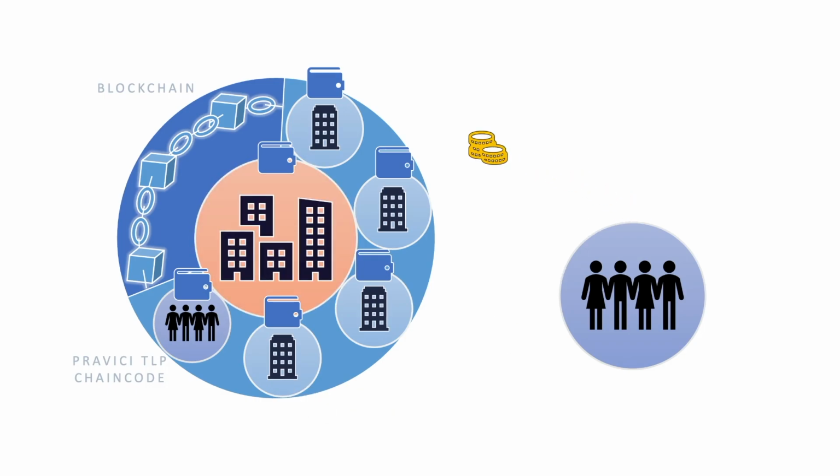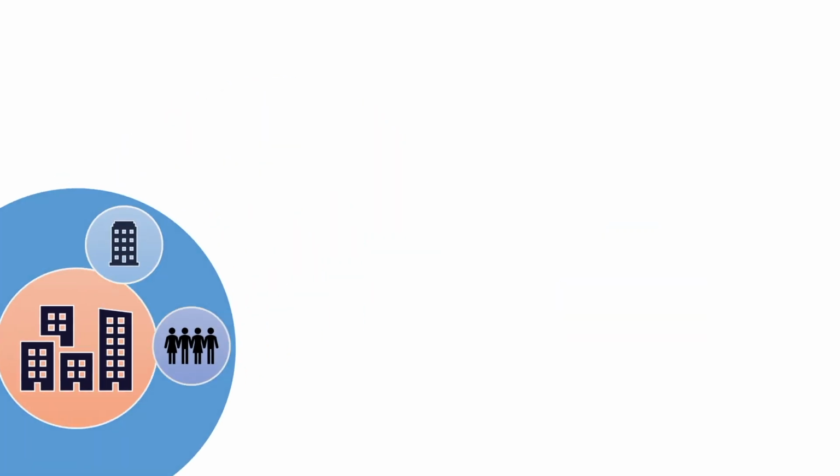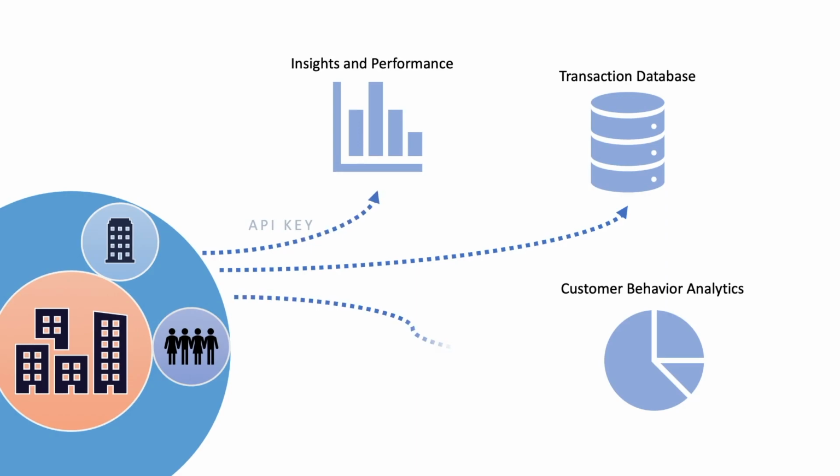As transactions occur on the Pravici TLP-hosted blockchain, the issuer has access to the transactions in real time and can selectively share transaction data with partners to provide valuable behavioral insight. In this video, we will briefly tour the various administrative tools and features you will use to set up your consortium, ecosystem, or loyalty program.